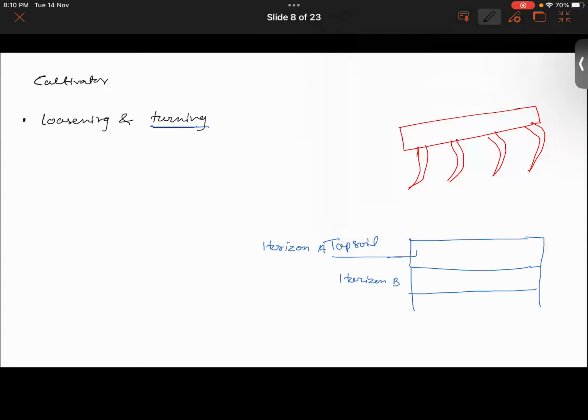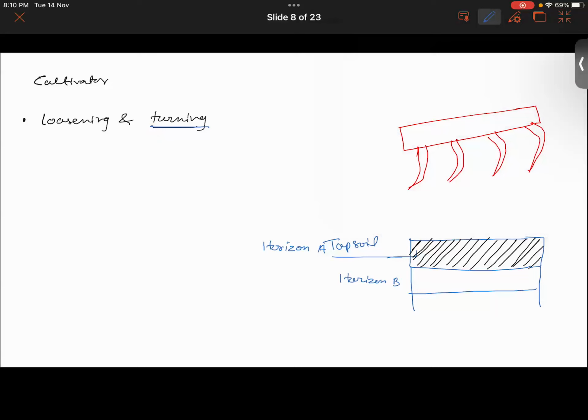The soil that is continuously being used for crop production becomes less fertile after some time. So we need to turn the soil, meaning what? Bringing the soil that is beneath the top soil above, so that the plant has access to the more fertile layers of the soil as well. Getting it now, what I'm trying to say? So along with loosening, turning of soil is also necessary, right?